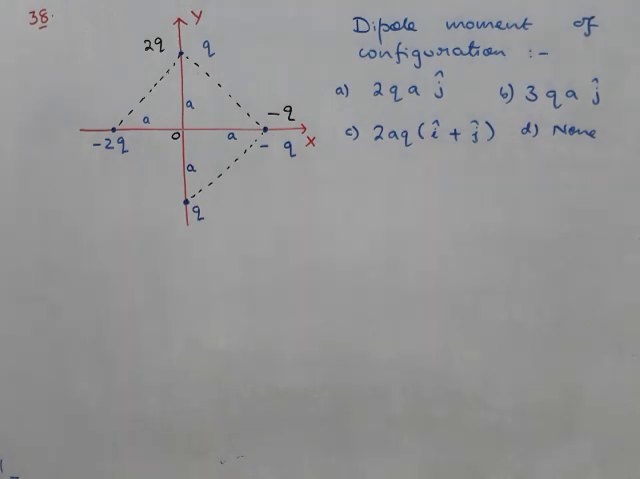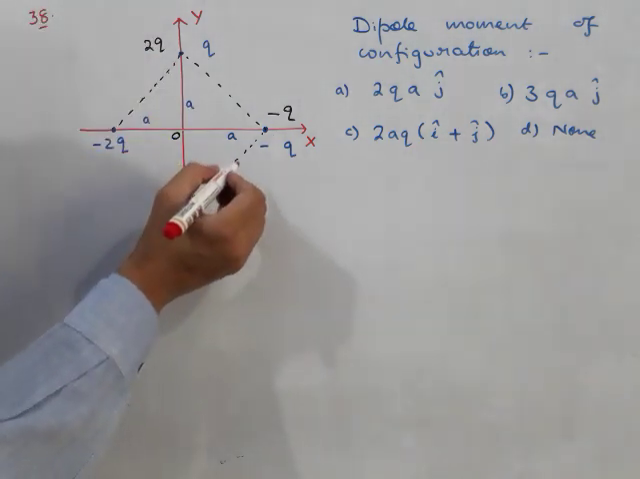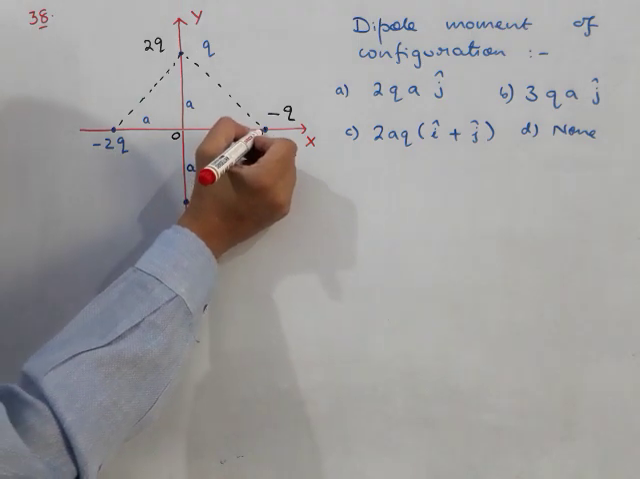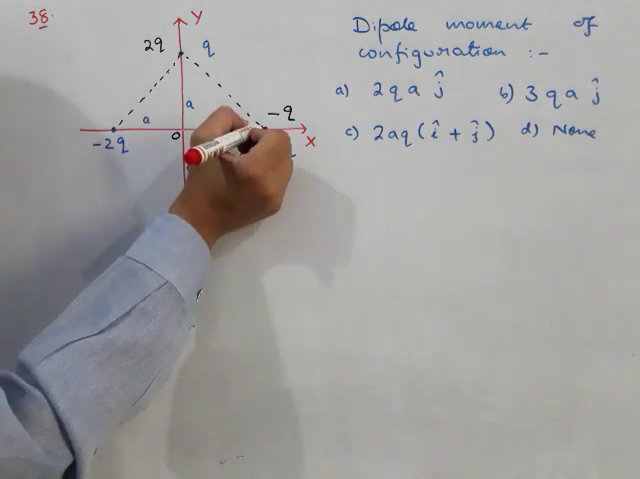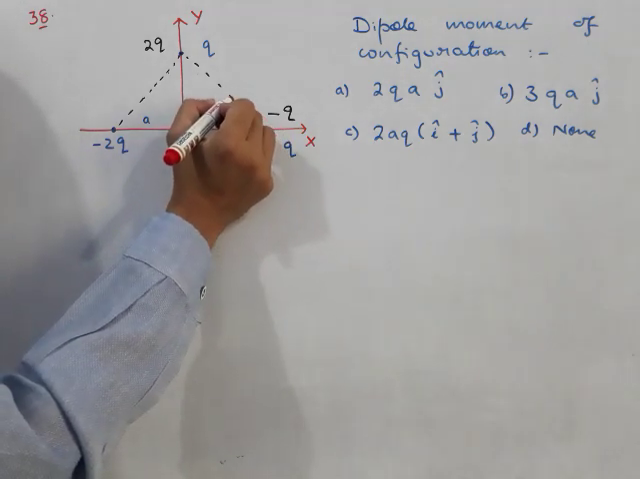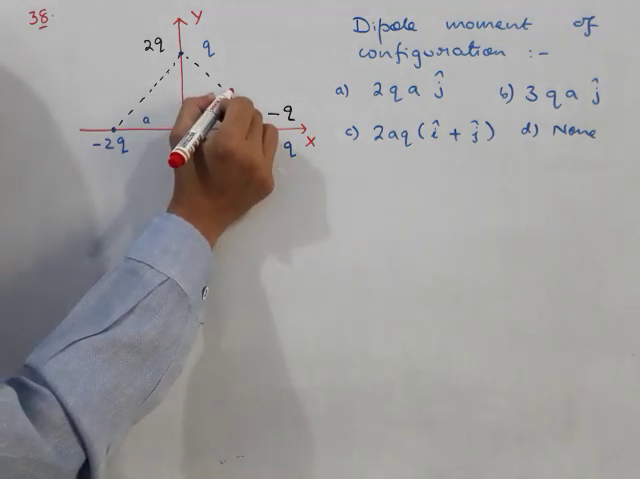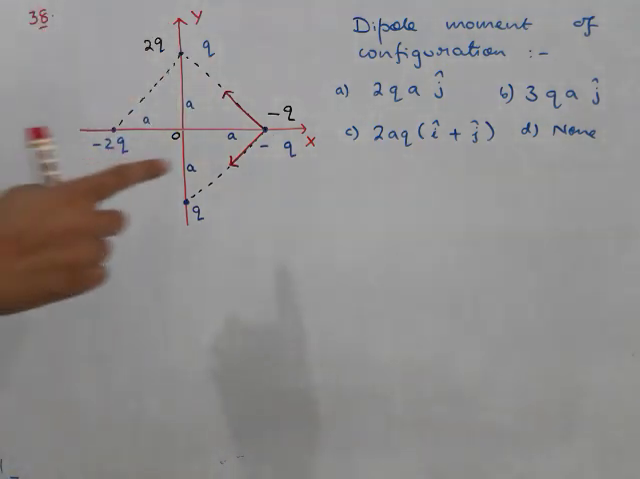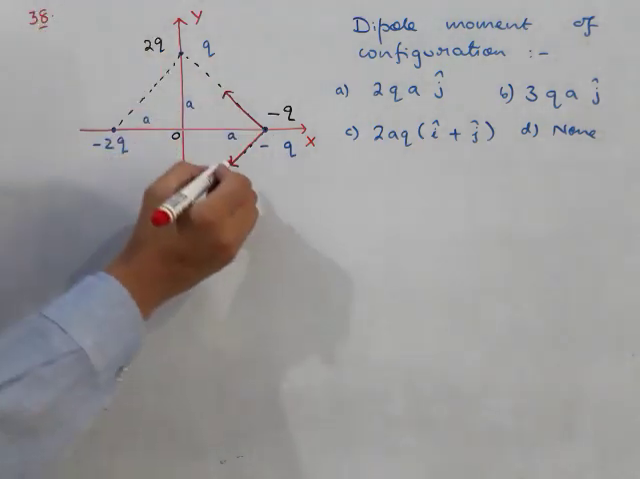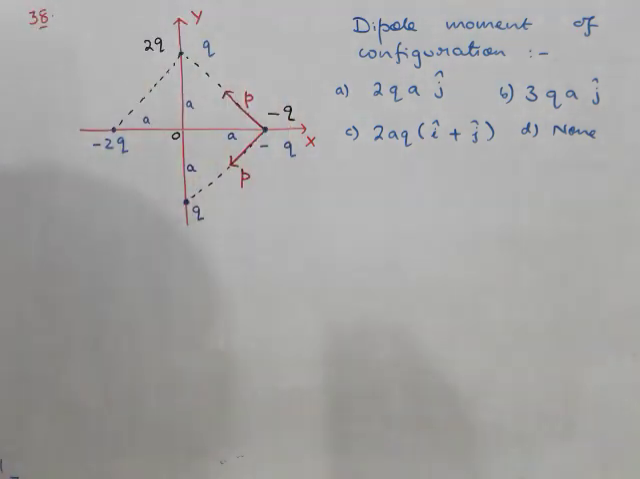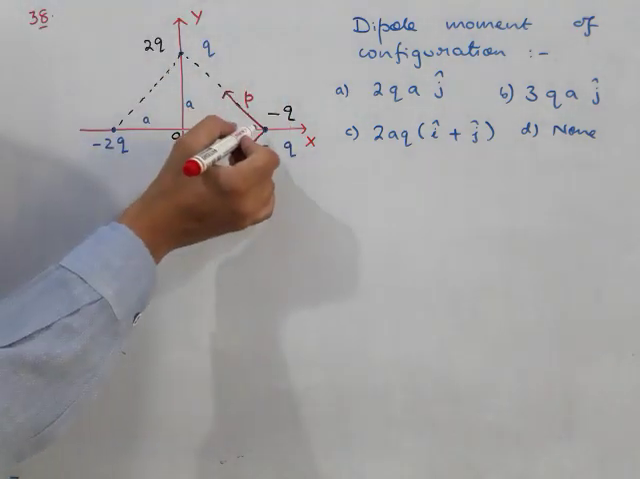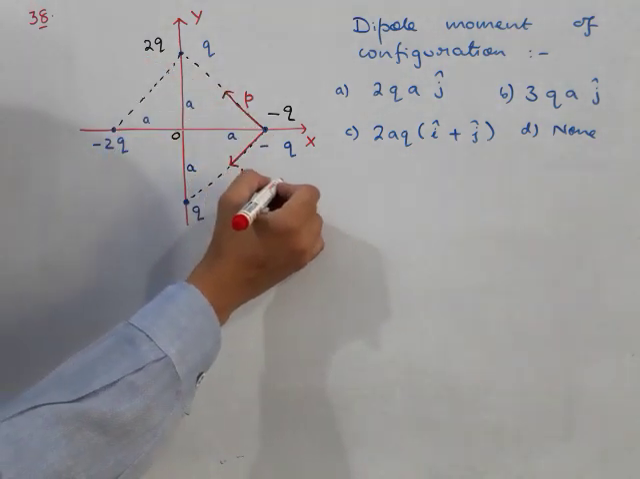The dipole moments of these three dipoles can be represented by vector quantities. This dipole moment will be directed like so. This dipole moment will be directed like so. You know the direction of dipole moment is from negative charge to the positive charge. Because these two are identical, these two dipole moments will have the same value, which I'll call P. So you have two vectors P.